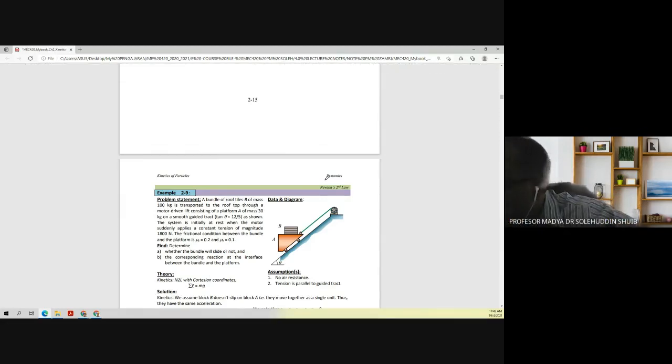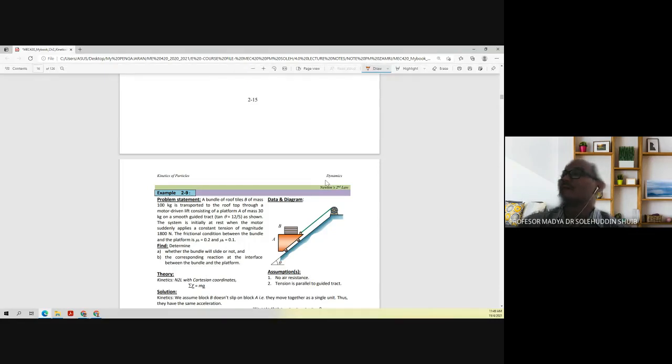Problem 2.9. Okay, we have a motor here. A bundle of roof tile B, mass 100 kilo, is transported to the roof through a motor-driven lift consisting of a platform A of mass 30 kilo, with the angle theta, 12 over 5. The system is initially at rest.